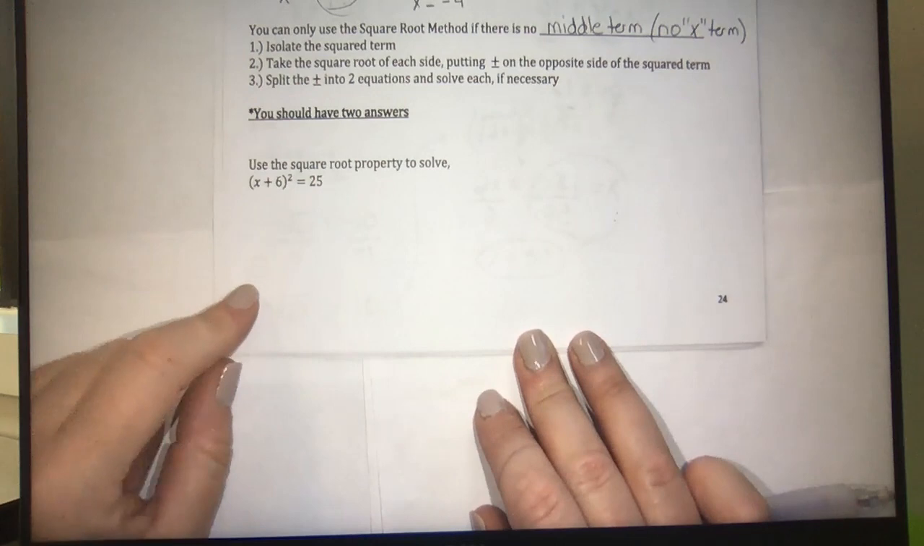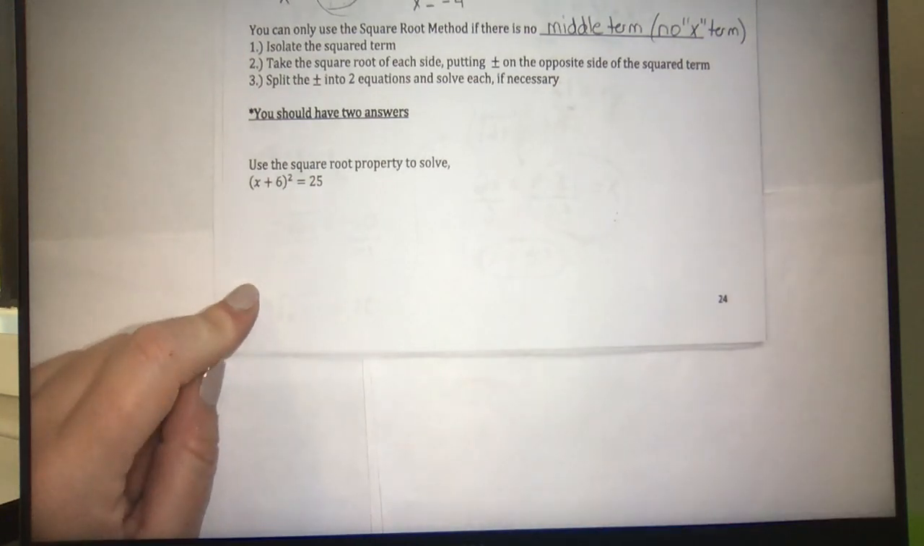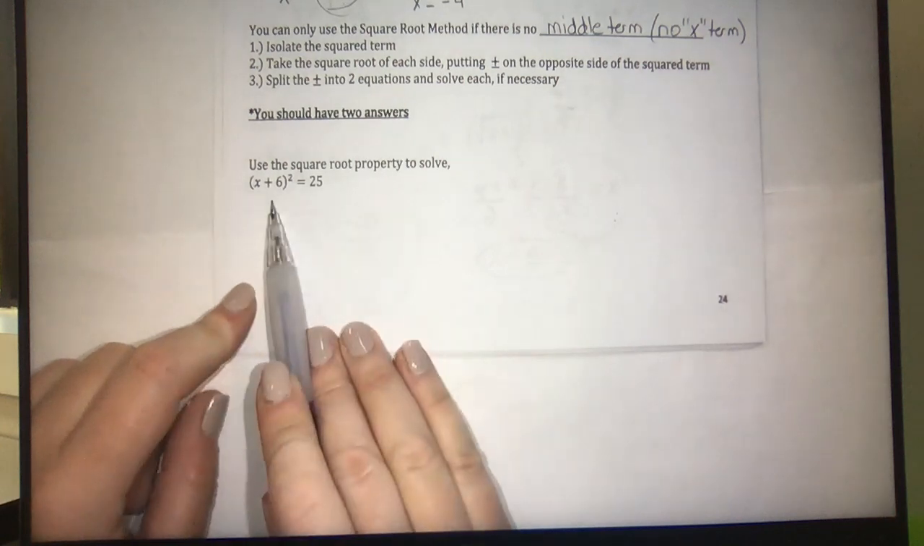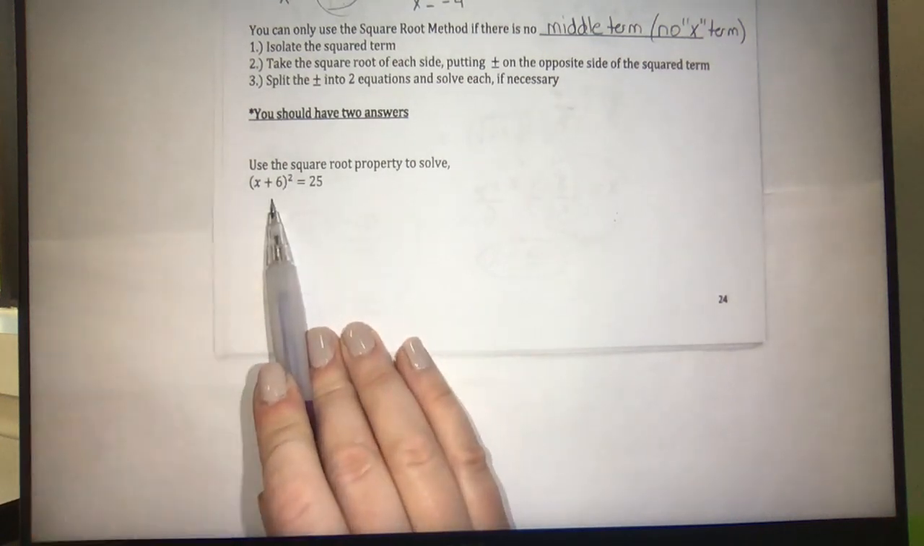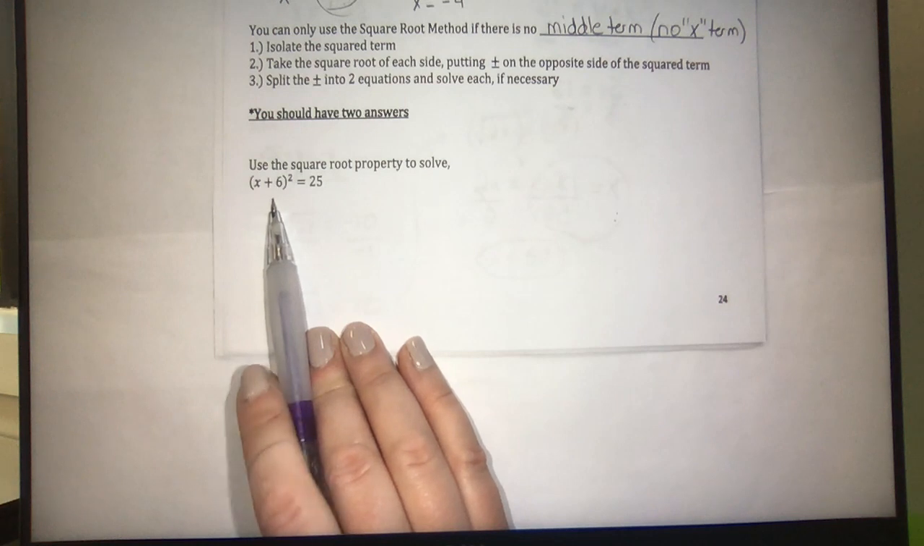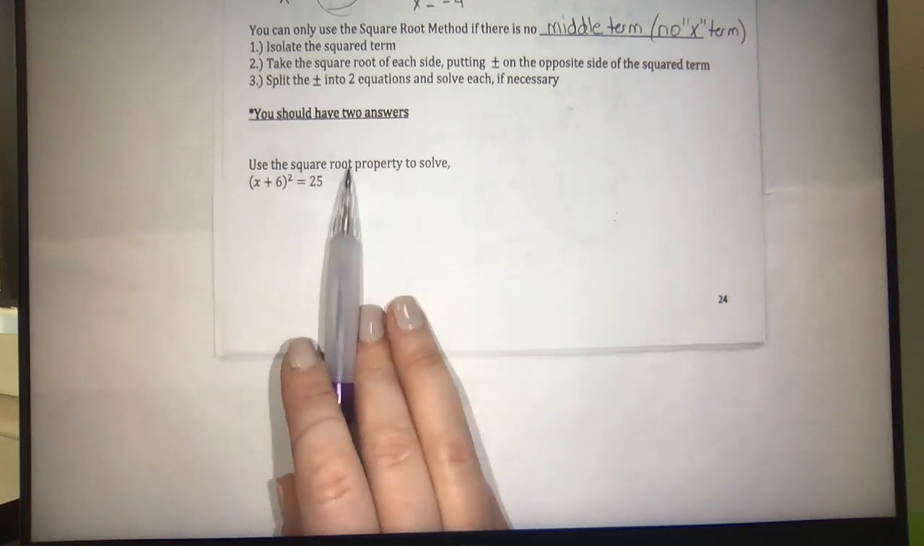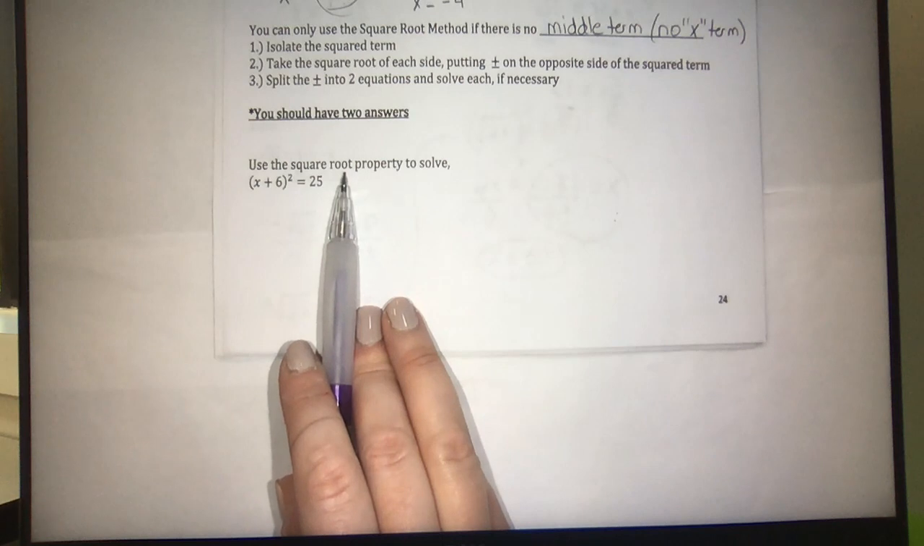Okay, this says use the square root property to solve. So here's what you're not going to do. You're not going to look at this and say, oh, there's two of those, I'm going to write it twice and FOIL it out, combine the other term, get a nice little trinomial and solve it from there. Nope, that's totally legit math, and I'm really proud of you if you did that, but you have to follow the directions, and they say square root method.